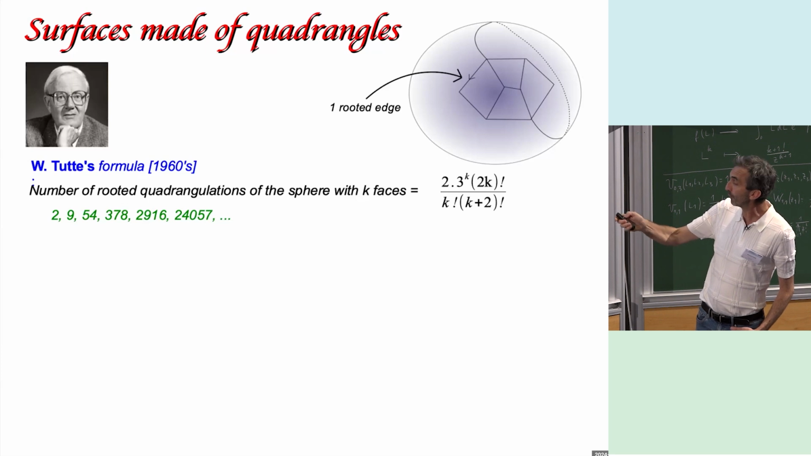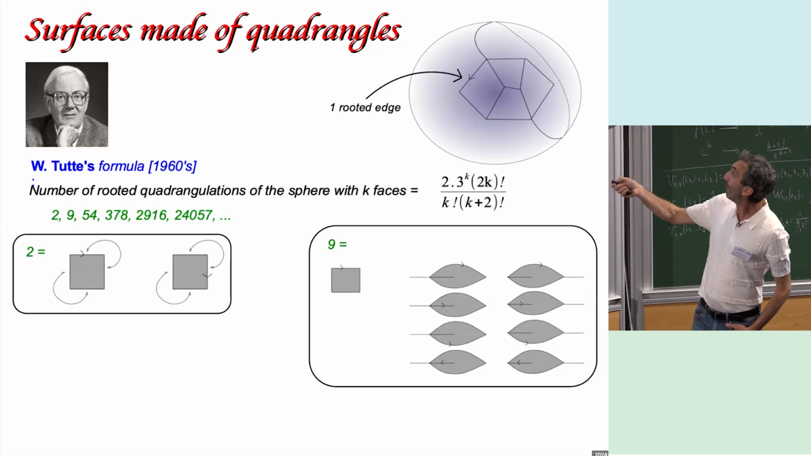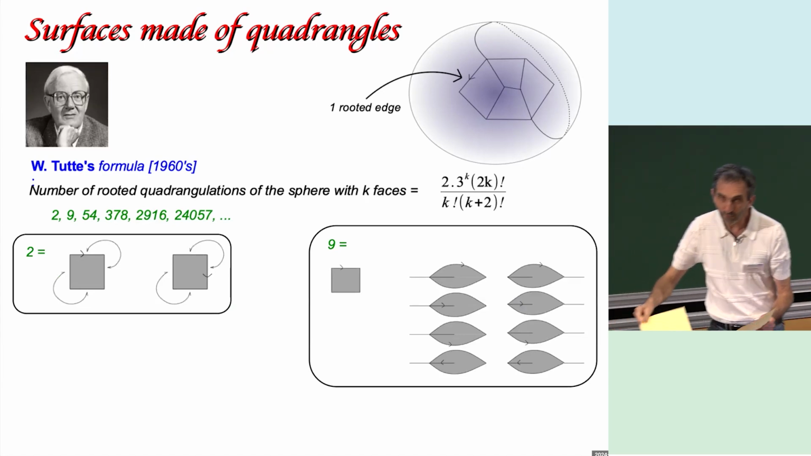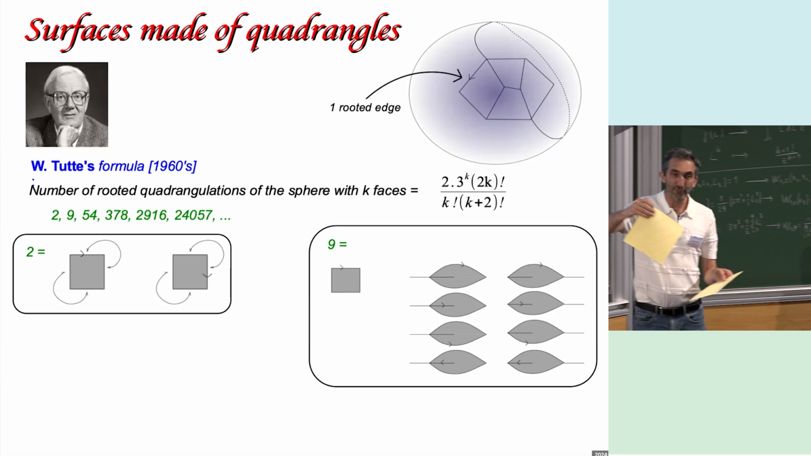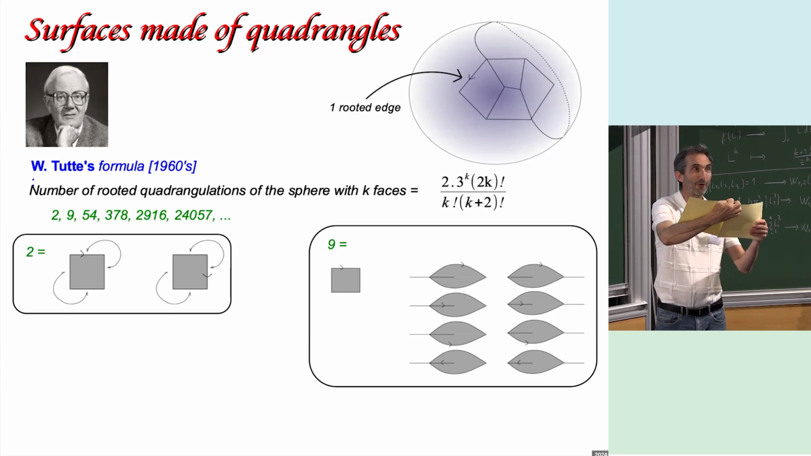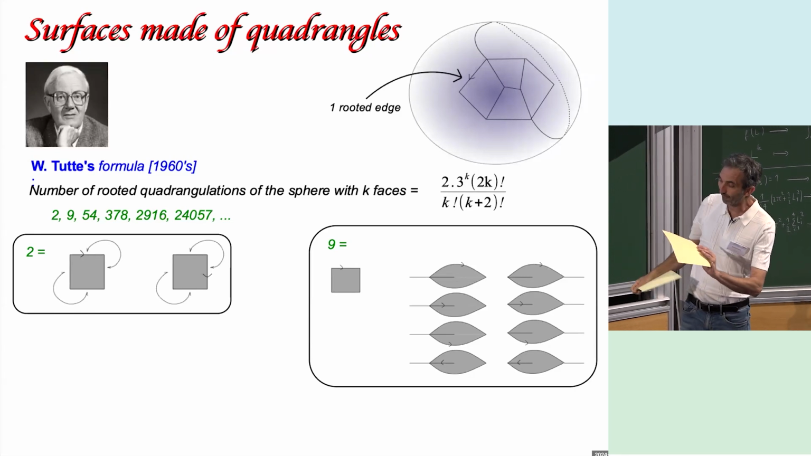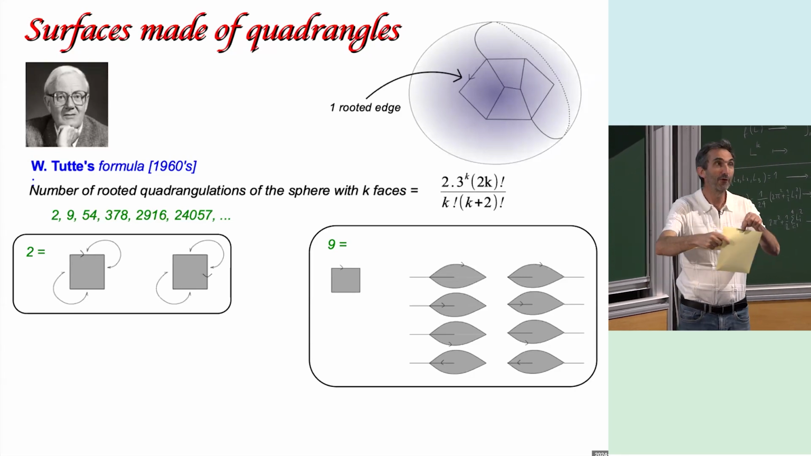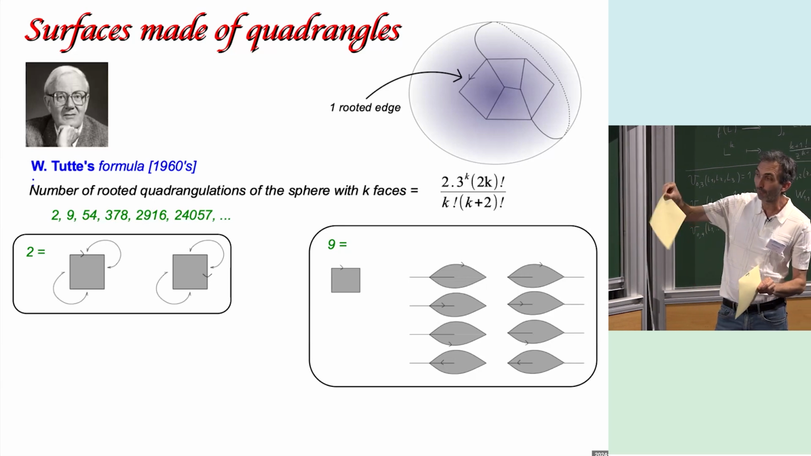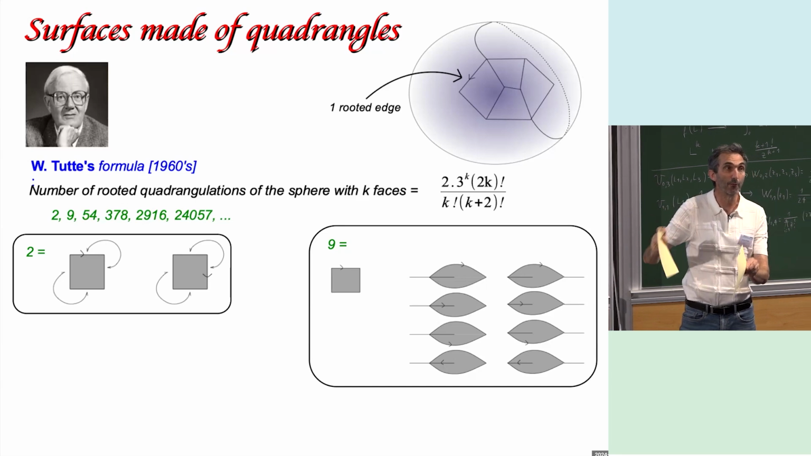I showed you the 2. The next one is 9. So I have 2 quadrangles. Also, we glue oriented surfaces, so the surfaces have 2 sides, and you can glue them only with the same color, not the opposite color. One of the quadrangles has a marked edge, this is the rooted map, and the other quadrangle has no marked edge. Gluing it this way or this way is the same, so it counts as only one.